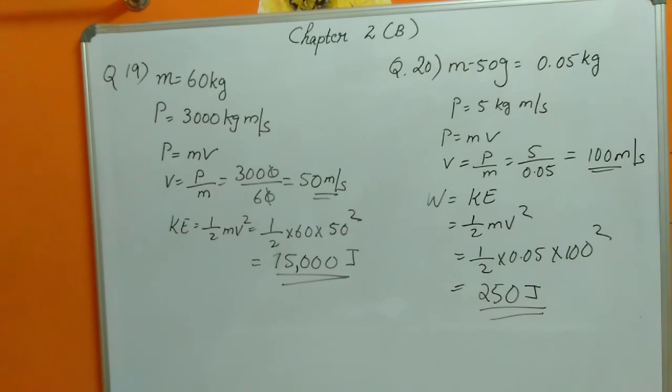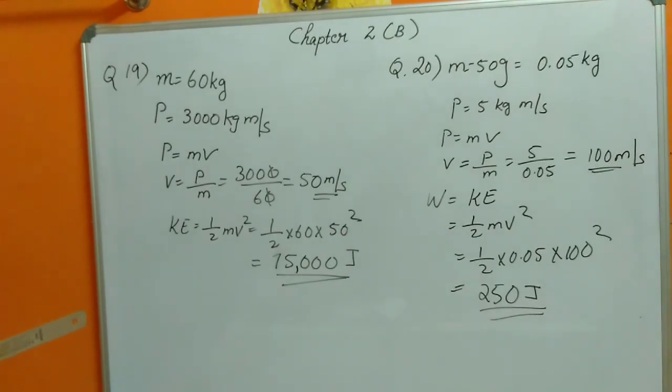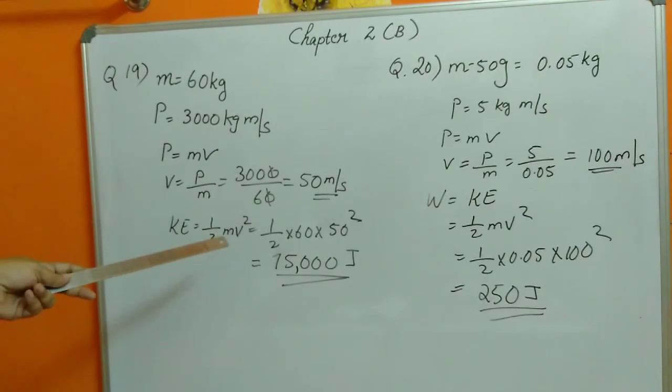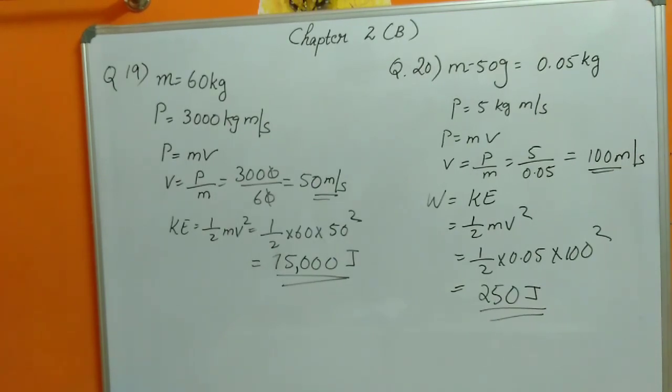So that is the first question you are asked to calculate, the speed of the body, or velocity of the body. We will get the answer 50 meter per second. The second question is to calculate the kinetic energy. Kinetic energy is equal to half m v square. Half into 60 into 50 square. You will get 75,000 joule. In your textbook, it is written as 7.5 into 10 raised to 4. Either you can write it as a power of 10 or directly you can write 75,000 joule.